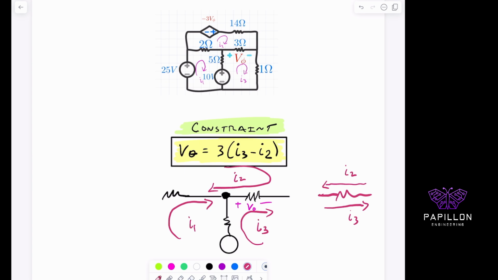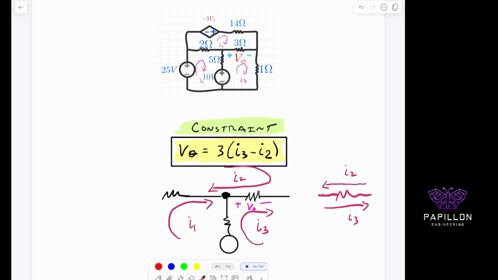Okay, so we can define I3 and I2 to be opposed to each other. This is what you get here. Some of you are asking, wait a minute, why do you not use I2 minus I3? How do you know with confidence that it must be I3 minus I2? That's a really important question.